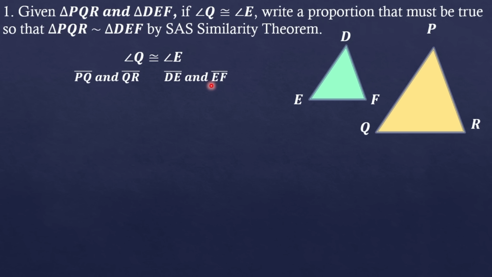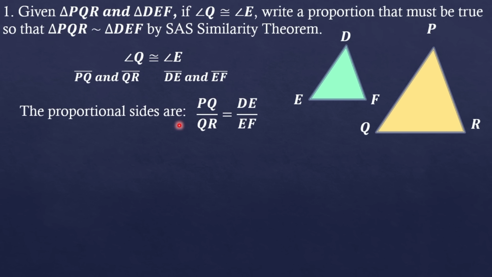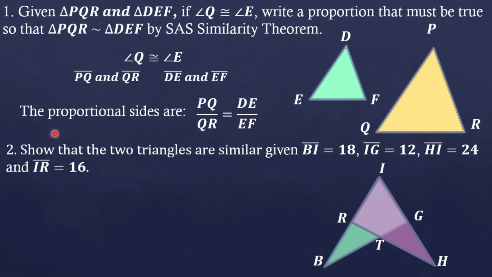So, magbe-base po tayo doon sa given na angle. So, ito po yung sides niya, ito po yung sides niya. So, therefore, the proportional sides are PQ over QR is equal to DE over EF. Next, show that the two triangles are similar given segment BI is equal to 18, segment IG is equal to 12, HI is 24, and segment IR is equal to 16. So, lagay po natin yung measures niya.